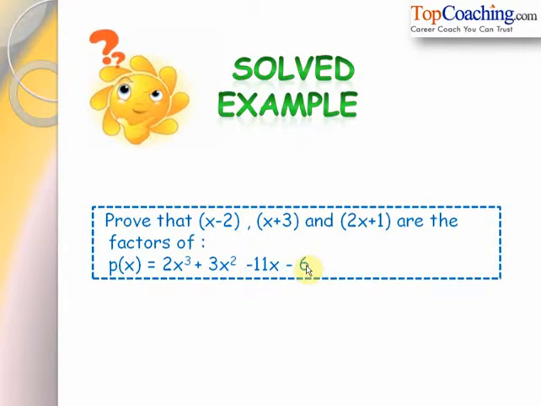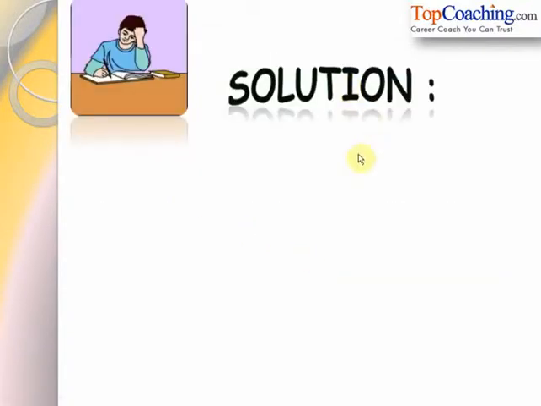So in this problem, we have been given a cubic polynomial p of x, which is given by 2x cube plus 3x square minus 11x minus 6, and we have to prove that x minus 2, x plus 3 and 2x plus 1 are the factors of this polynomial p of x. Now how to do that? Simply we are going to use the factor theorem, but how? Let's check it out. P of x is given to be 2x cube plus 3x square minus 11x minus 6.